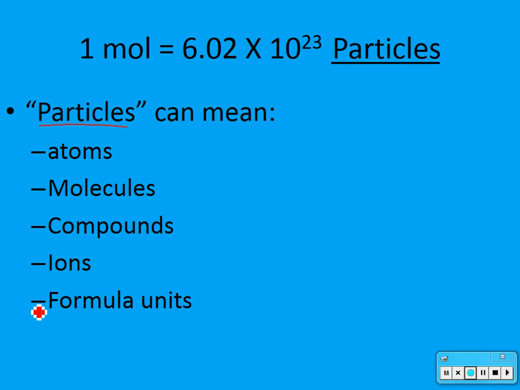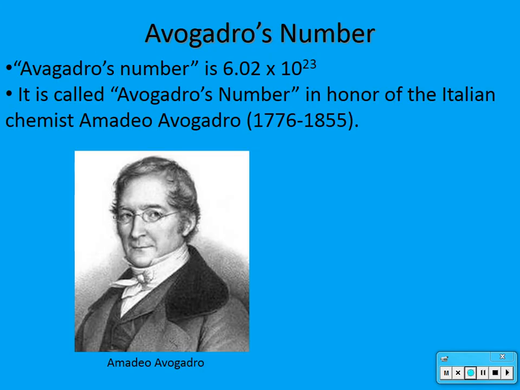And so let's talk about that number again, 6.02 times 10 to the 23rd. It's so famous, it's given its own name. It's called Avogadro's number, in honor of the Italian chemist Amedeo Avogadro. And he was a chemist that figured out that if you had 1 mole of substance, there was 6.02 times 10 to the 23rd particles of that substance. And so that's Avogadro's number.